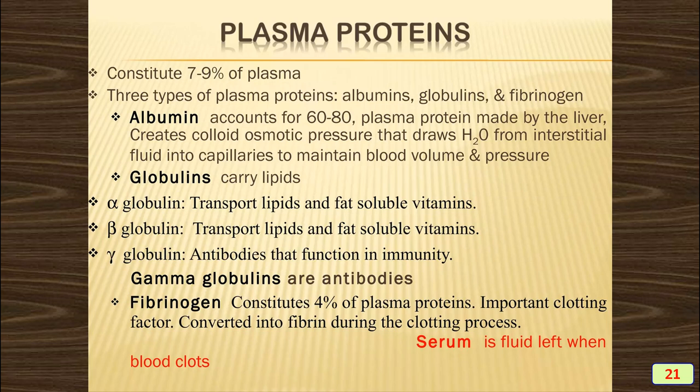And the gamma globulins are usually the antibodies, and fibrinogen constitutes about 4% of the plasma protein. It is the important clotting factor converted to fibrin during the clotting process, whereas the serum is the fluid left when blood clots. So when it clots, what is left is called the serum.